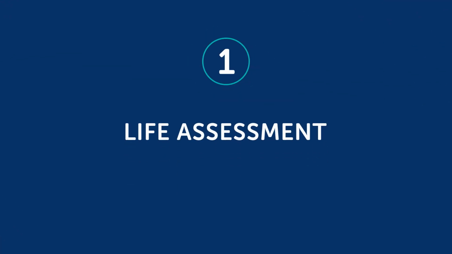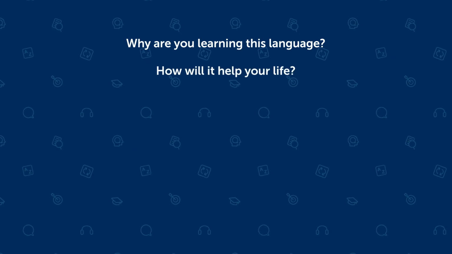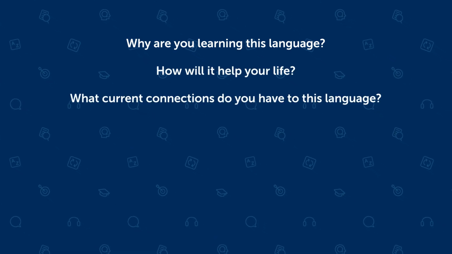First, life assessment. Here, the goal is to see how the language will fit into your life and how you generally deal with goals. As in, if you succeeded with a goal before, what helped you succeed? You could take that and apply it here. If you failed before, find out why so you can avoid it this time. So you'll need to answer the following questions. Why are you learning this language? How will it help your life? What current connections do you have to this language?